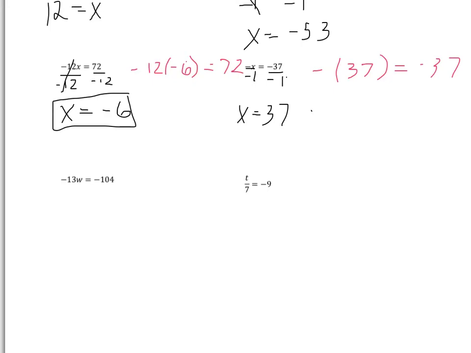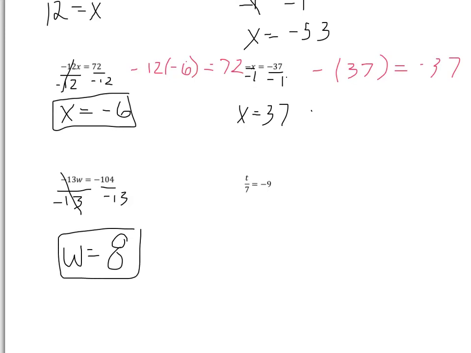So moving on to this next one here. Negative 13w, excuse me, is negative 13 times w. Divide by negative 13, divide by negative 13. We get cancellation here, w. Over here, negative divided by negative is positive, and 104 divided by 13 is 8. Do a little check. Negative 13 times 8 equals negative 104. Stick that in your calculator, and in fact, that is the case.